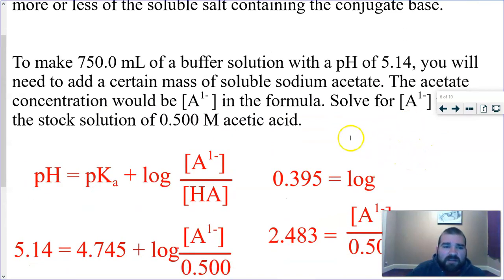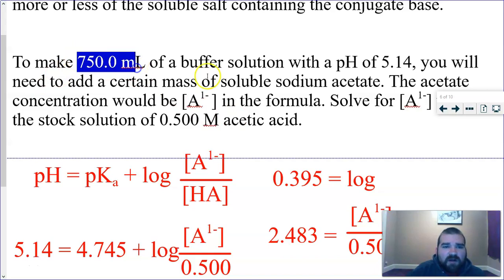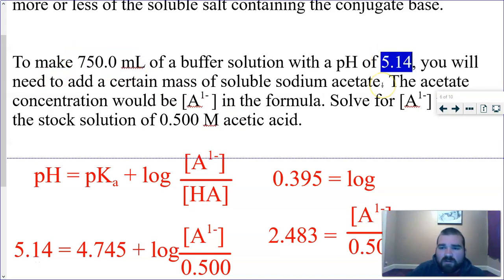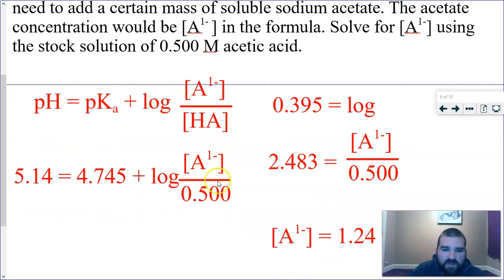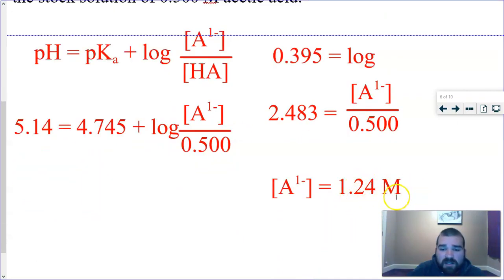Okay, so again, here was the goal: let's make 750 milliliters of a buffer with a pH of 5.14. If we're using the same stuff, acetic acid and sodium acetate, I have 0.5 molar acetic acid. We plug that into the expression and solve for what molarity of salt we actually need. Now that we know the molarity of our salt, we can do some factor label math to solve for the grams of salt that we need to add.